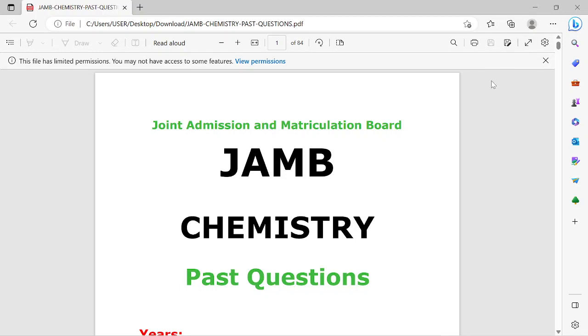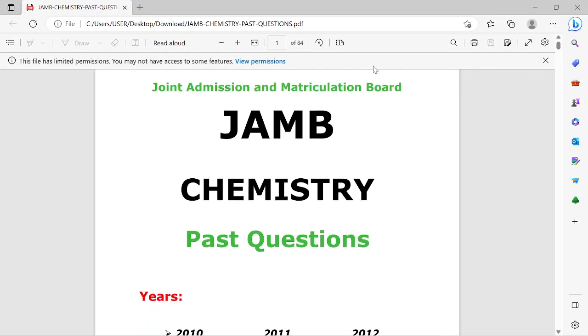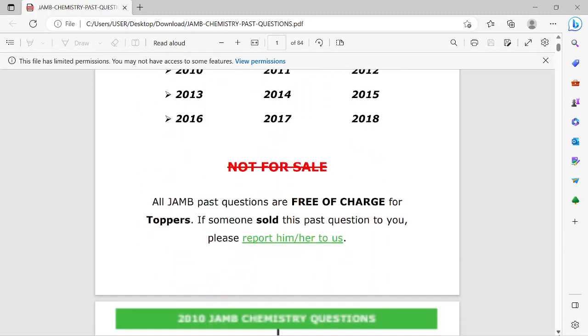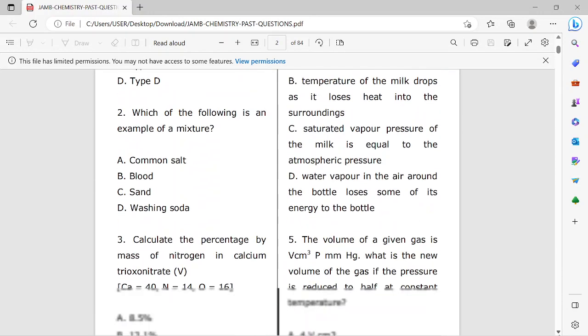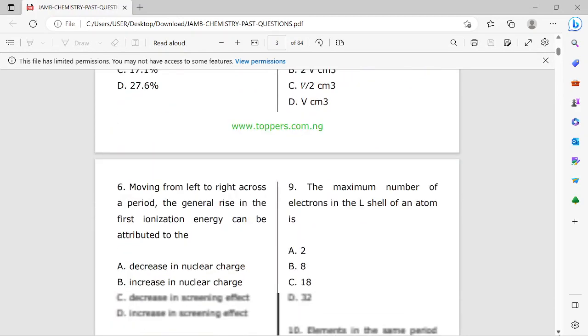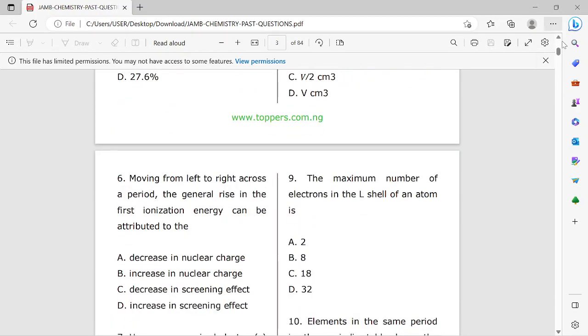And we are still going to continue from where we stopped. We have been taking the 2010 JAMB Chemistry past questions. We have done number 1, number 2, number 3. So we are going to move to number 4.